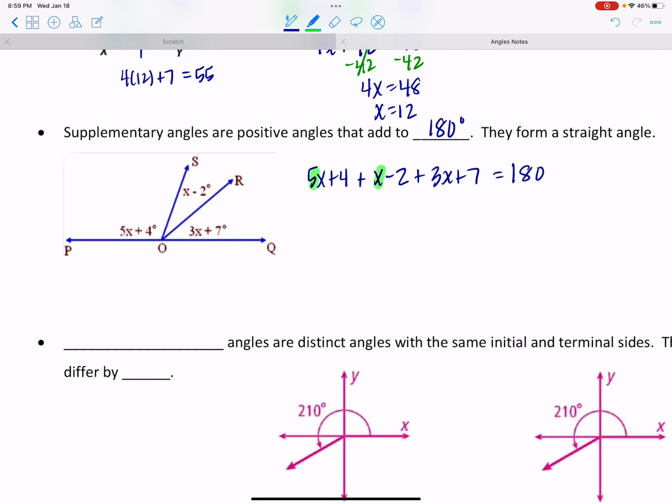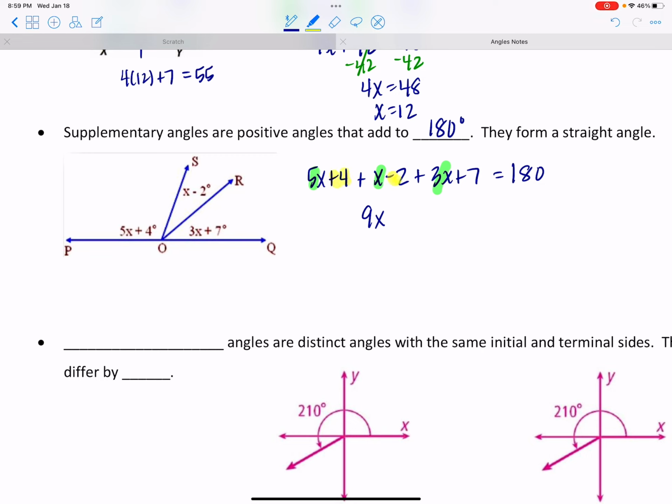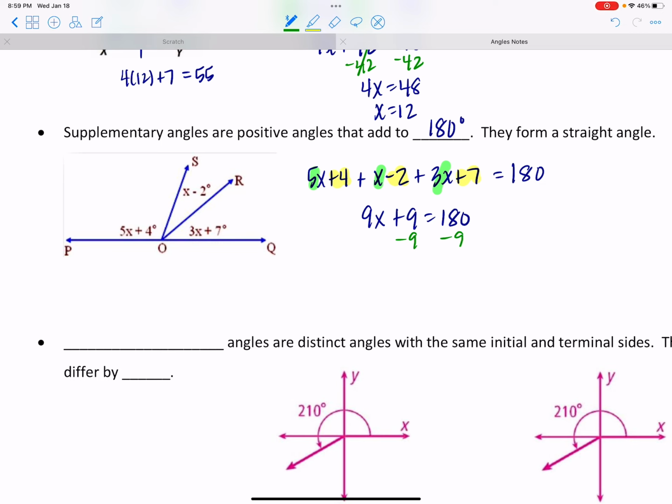5x's plus 1 more makes 6, plus 3 more makes 9. So I have 9x's. And then let's combine the constants. 4 minus 2 is 2, and then 2 plus the 7 is 9. So 9x plus 9 equal to 180. Now we can subtract that 9 over. So we have 9x equal to 171. Just making sure I copied everything down right here. Okay, so we have 9x equal to 171, and then we're going to divide both sides by 9.